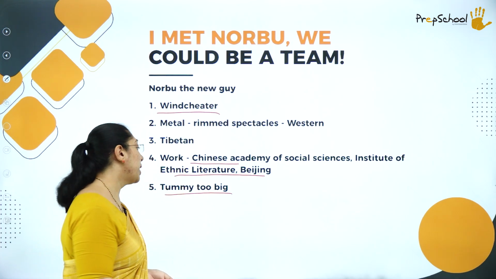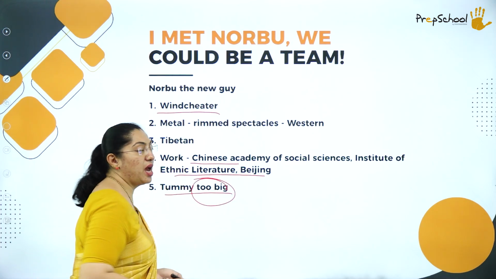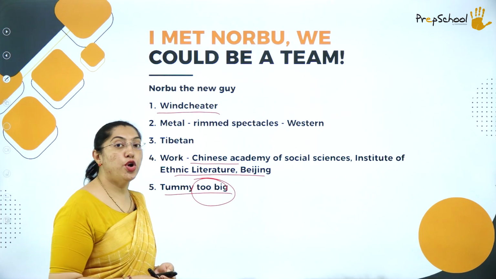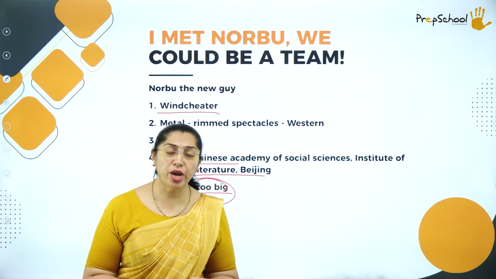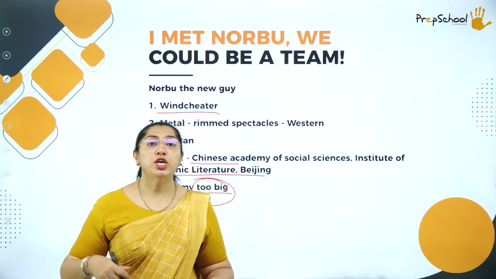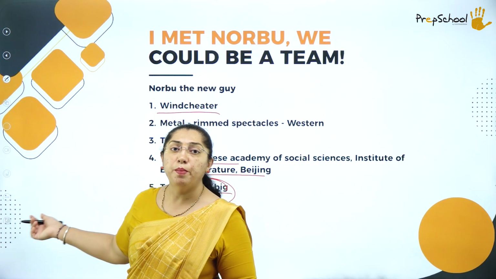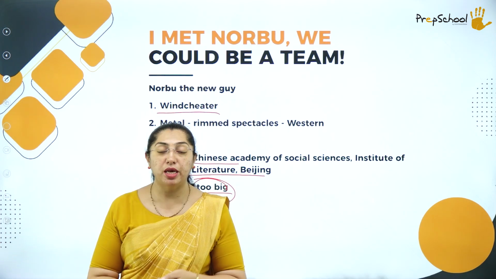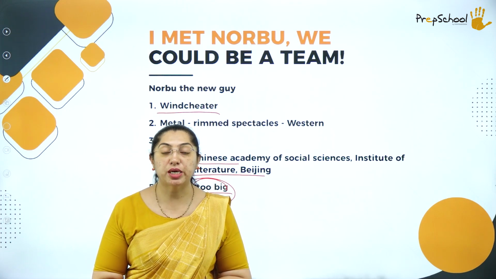And how was his tummy? He had a huge tummy. He had a very big tummy. Who? Norbu had a huge tummy. So now the narrator decided to go. He is accompanying the person, that is Norbu, along with him. He is going to Mount Kailash.